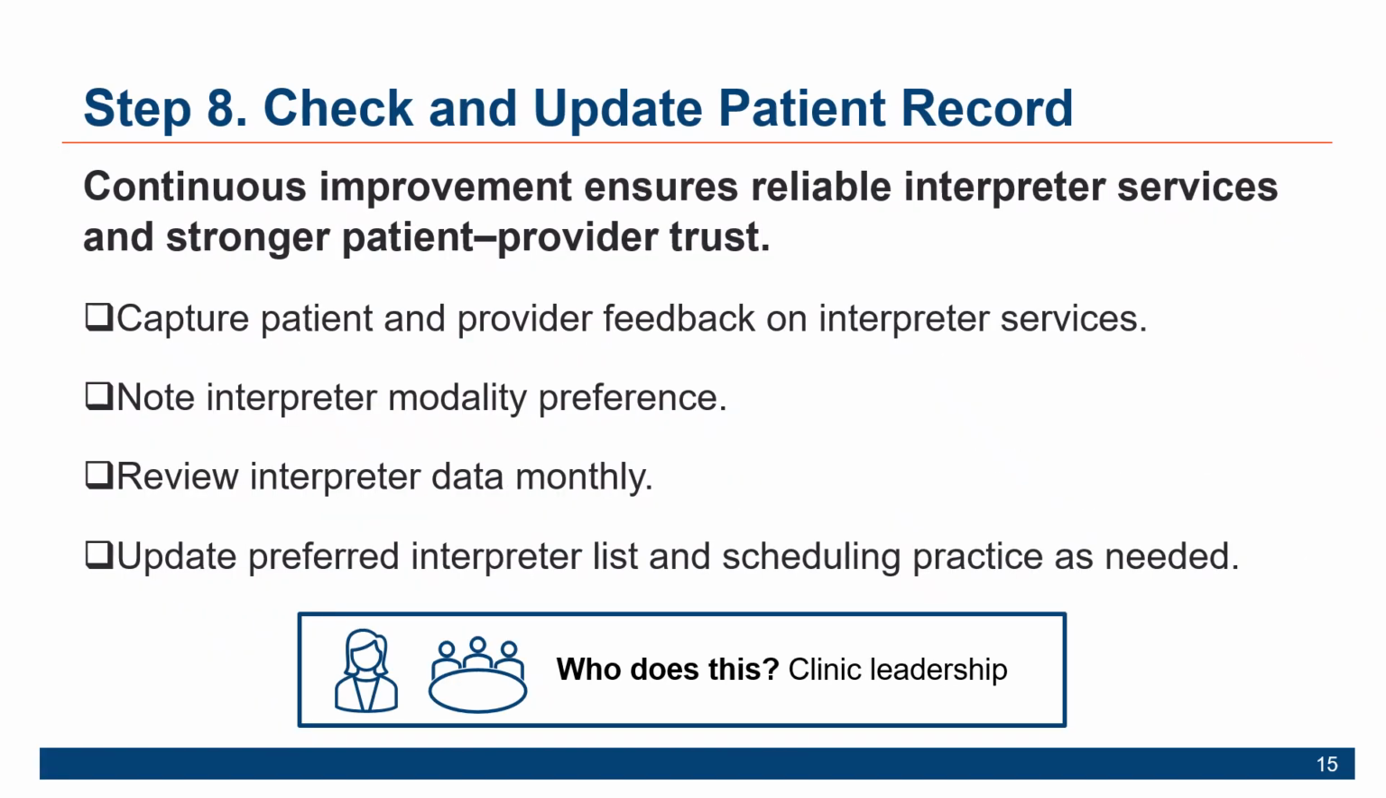Step 8 focuses on continuous improvement and quality assurance. Staff should capture feedback from both patients and providers about interpreter services, review modality preferences, and track data on when interpreters are scheduled. Reviewing this information monthly can help identify trends, training needs, and opportunities to strengthen language access policies. Keeping patient records updated also supports accurate reporting for meaningful language access compliance. Staff such as clinic leadership can take on Step 8.